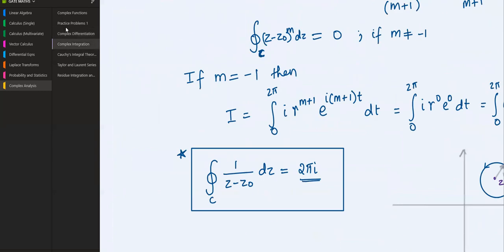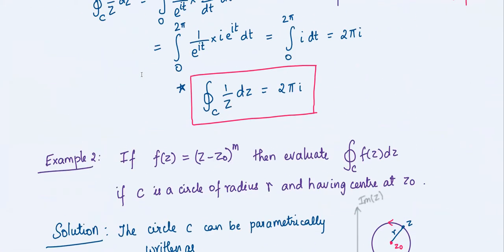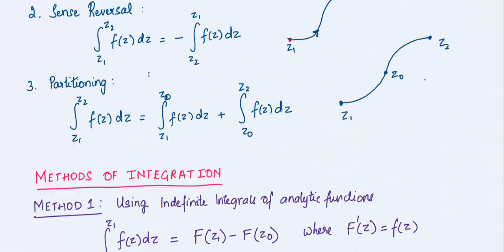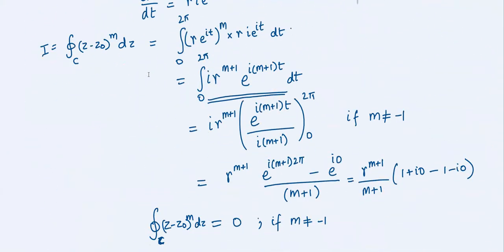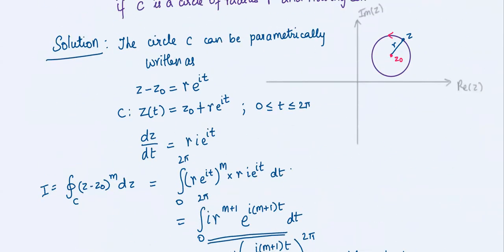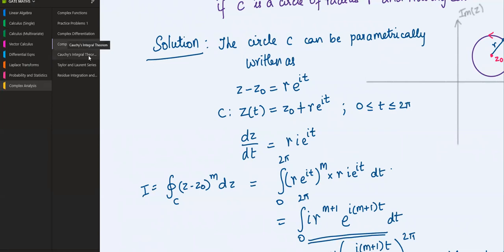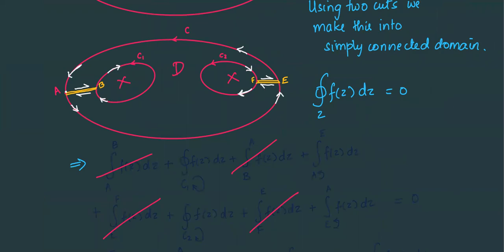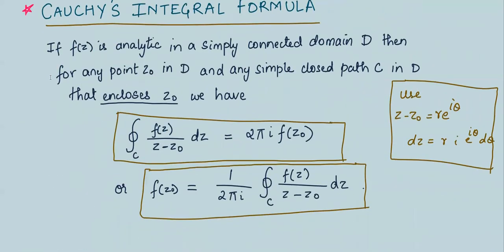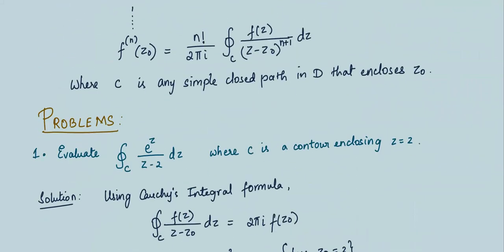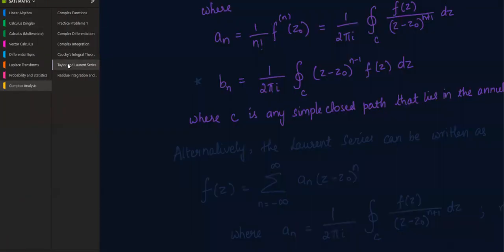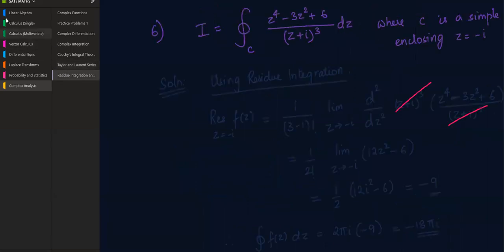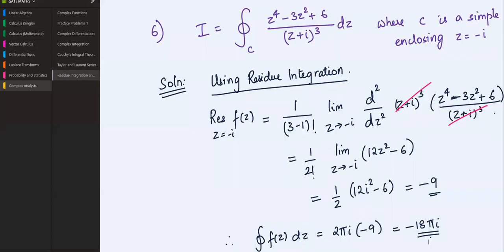Then complex integration. We discussed the integral over a closed path of two functions, one by z and one by (z minus z naught). Then very important is Cauchy's integral formula and integral theorem. So the integration part is quite important, along with Laurent series and residue integration. So with this, we end complex analysis.